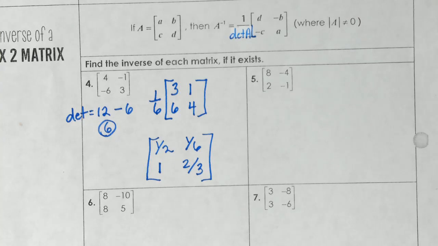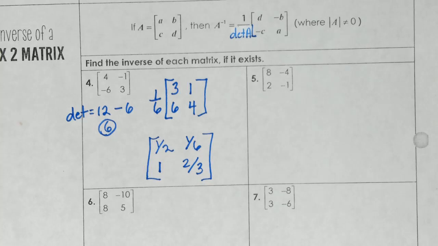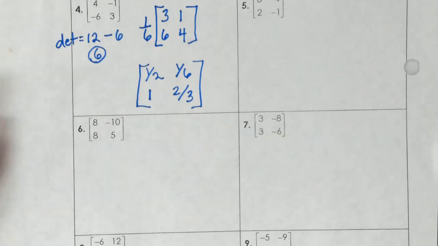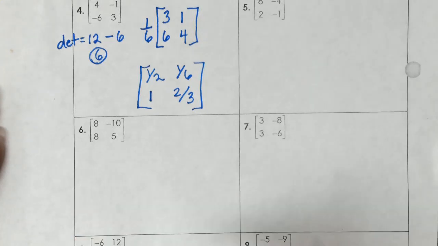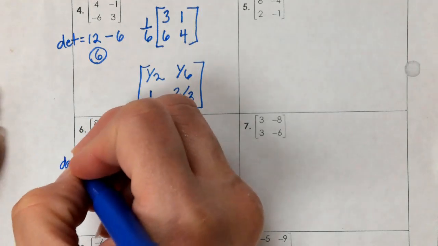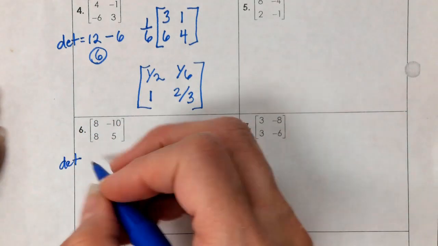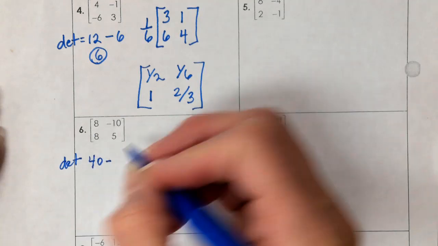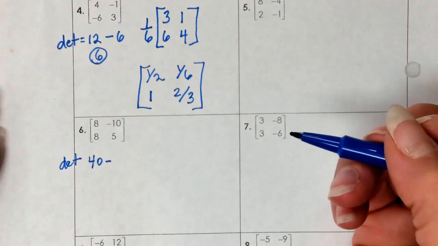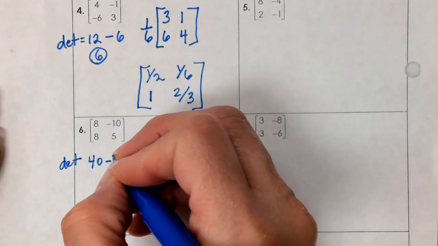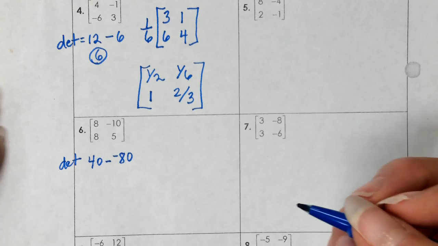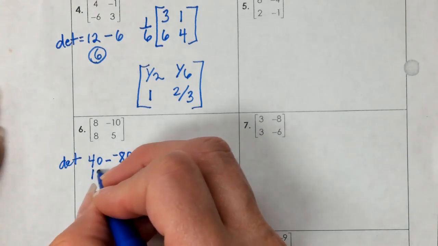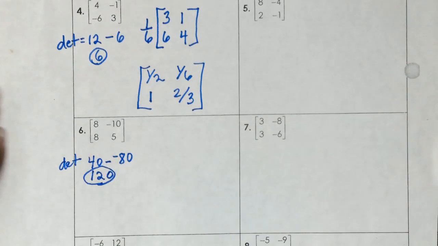Let's try 6. Do you guys recall what our first step was? Okay, our determinant. Yeah. We've got to find that determinant. So we're going to do 8 times 5 is 40. Minus 8 times negative 10 is a negative 80. And minus a negative really is going to add. So what answer would we get? Okay, 120 is right. That's our determinant answer.